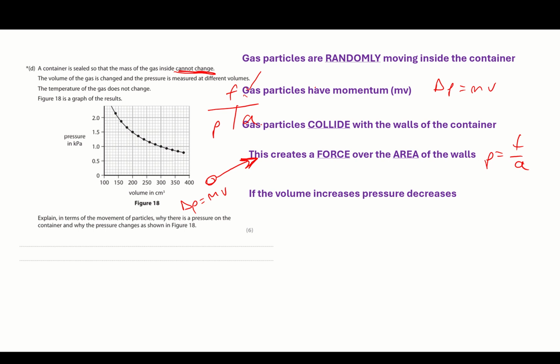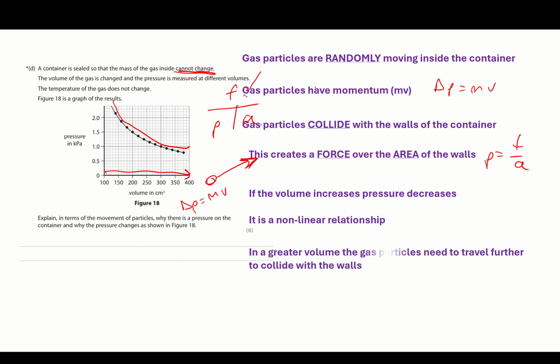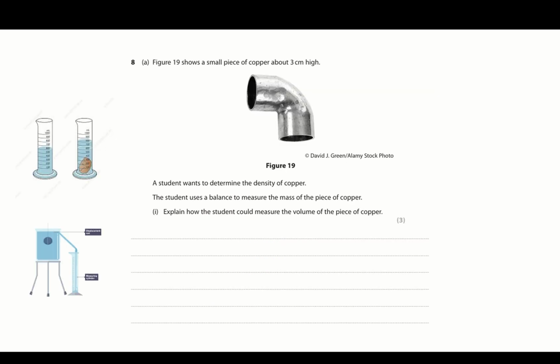Next part. If the volume increases, the pressure decreases. We can see here, volume increasing, pressure decreasing. Next thing, talk about the graph. Is that a linear relationship or is it non-linear? Well, it's a curve, so it's a non-linear relationship. And in a greater volume, the gas particles need to travel further to collide with the walls. So we've got this idea of the distance that the particles need to go. And now we've got this last part in terms of pressure equals the force over the area. And in a greater volume, there are less collisions, so less force.